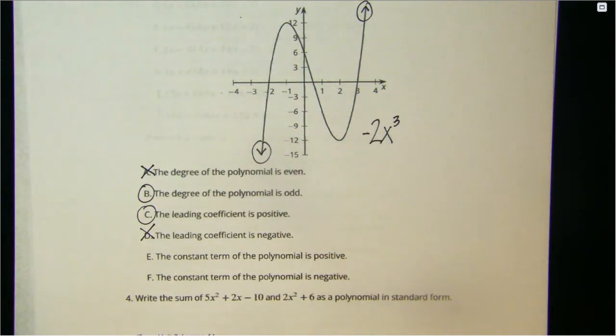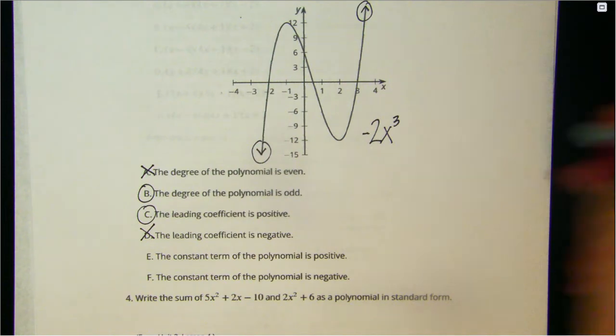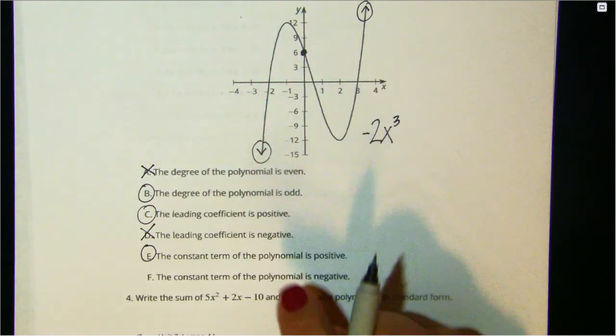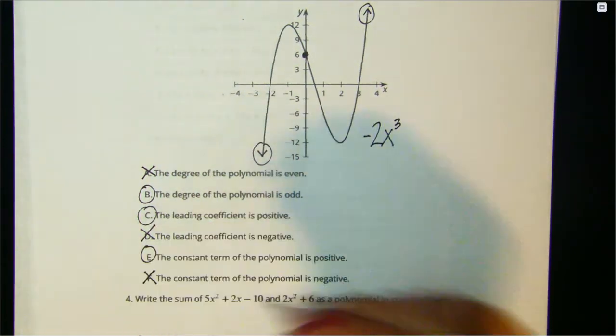The constant term is positive. The constant ends up being the y-intercept. So the constant, you can see it right here, is definitely a positive number, definitely not a negative.